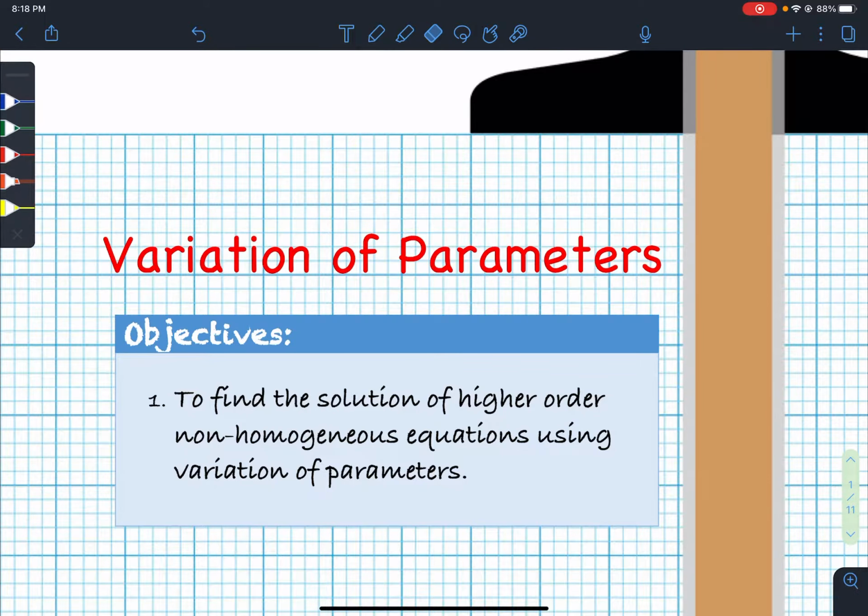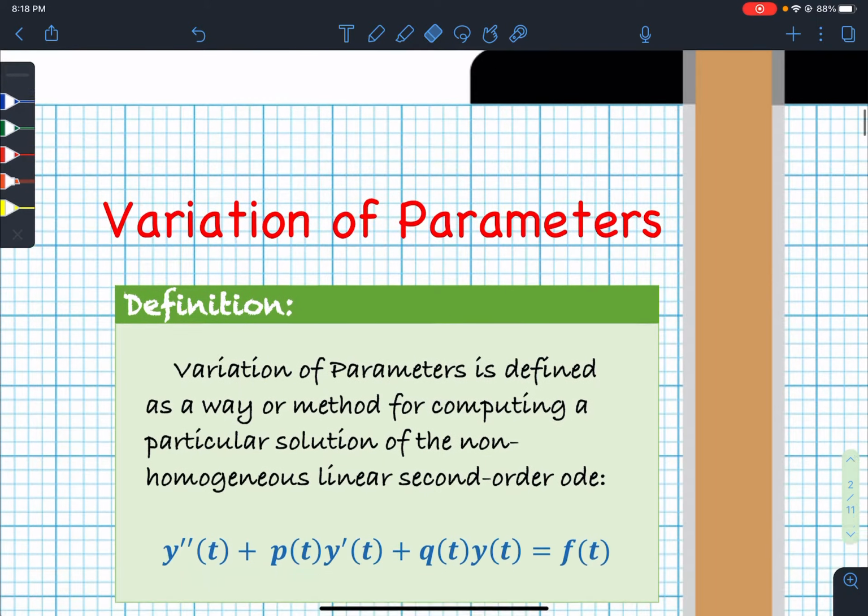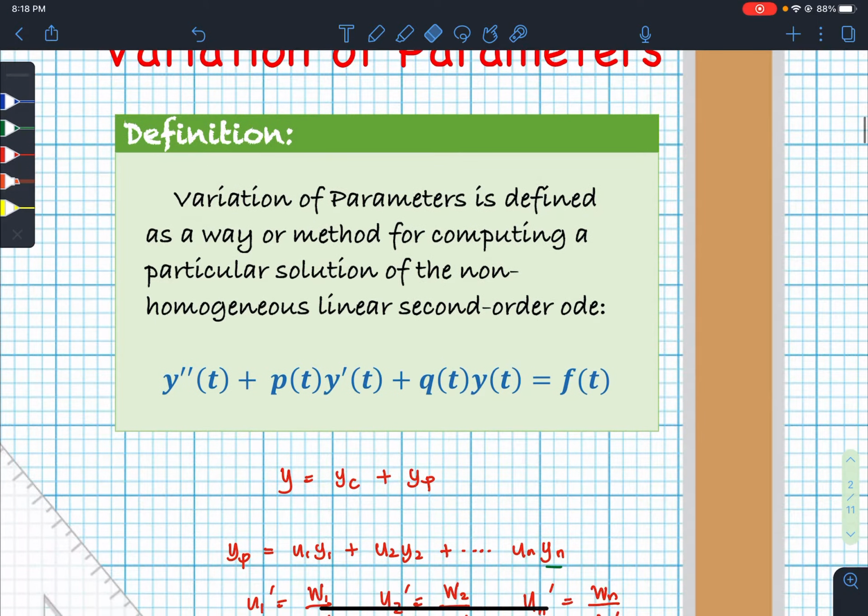So variation of parameters is defined as a method for computing a particular solution of the non-homogeneous linear second order, actually even higher order differential equations. However, since it uses the Wronskian method or the principles of matrices, the higher the order of the given differential equation, the more complex its solution will be.